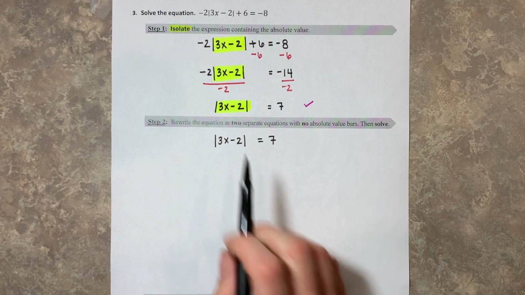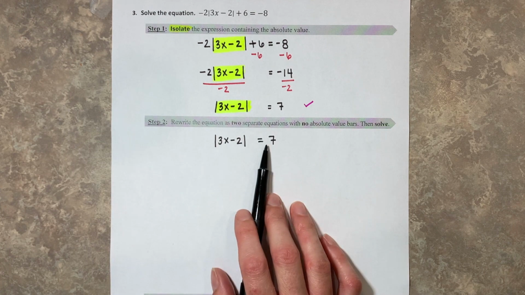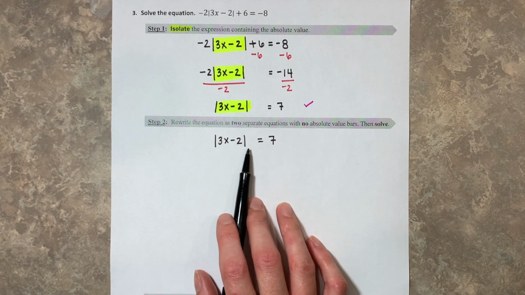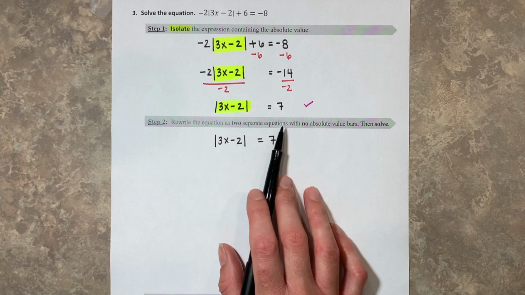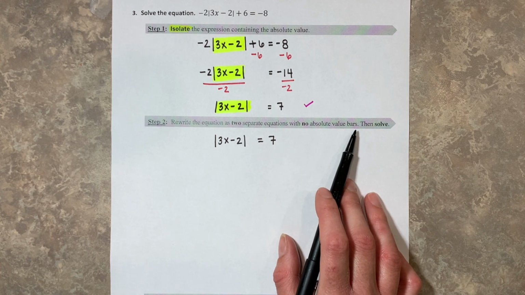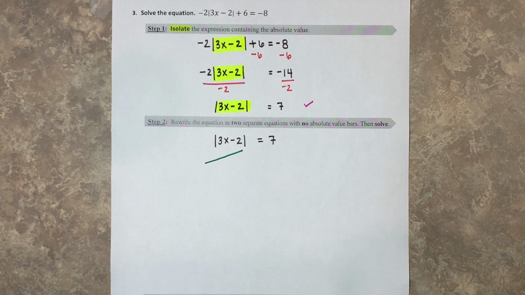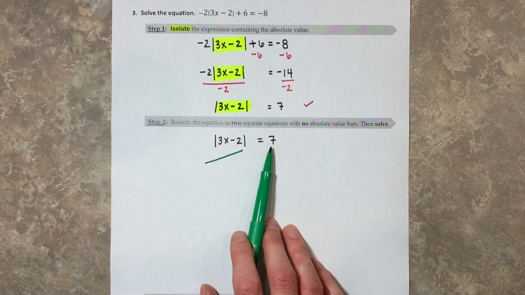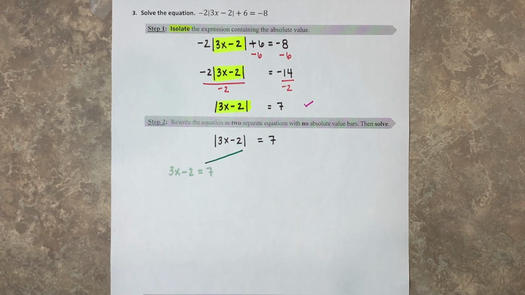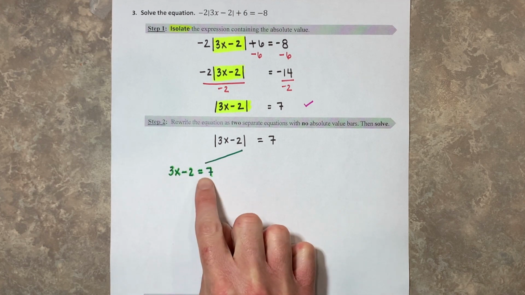For step 2, I've just copied down this exact expression. Now we want to rewrite this expression as two separate equations with no absolute value bars. The first equation is the easiest. We just copy down this exact expression, but we remove the absolute value bars. That gives us 3x minus 2 is equal to 7.